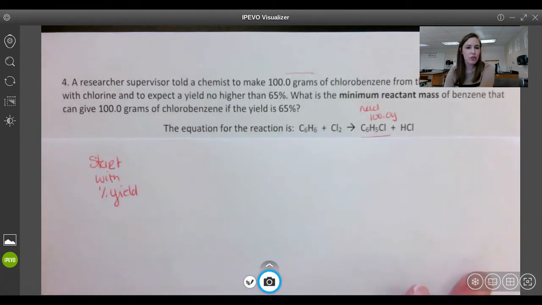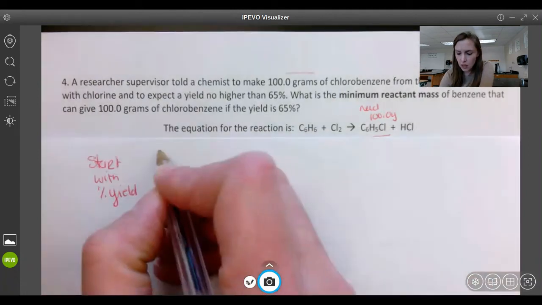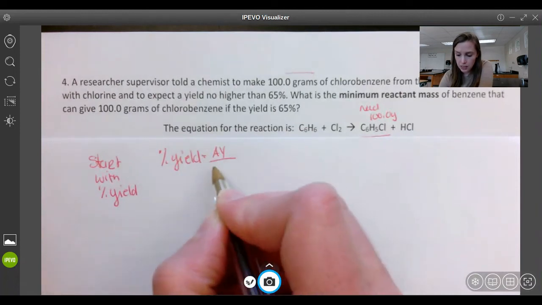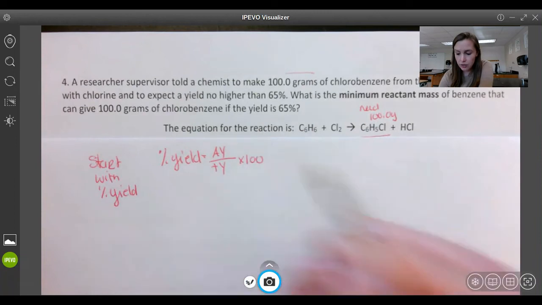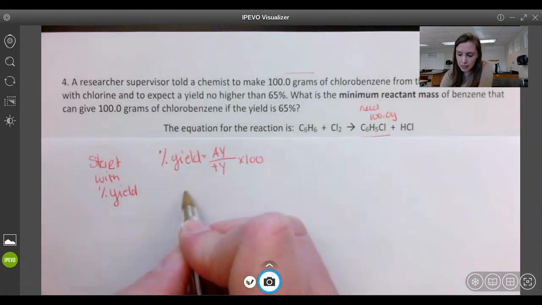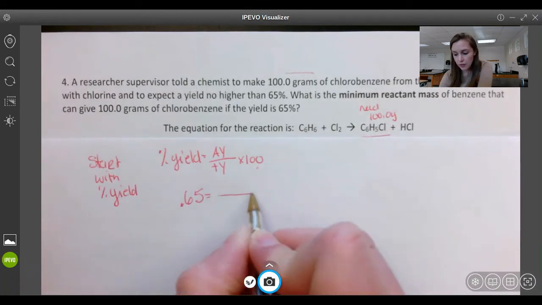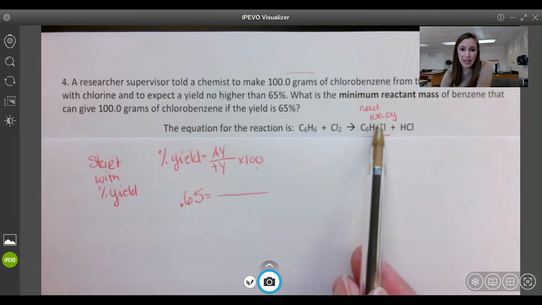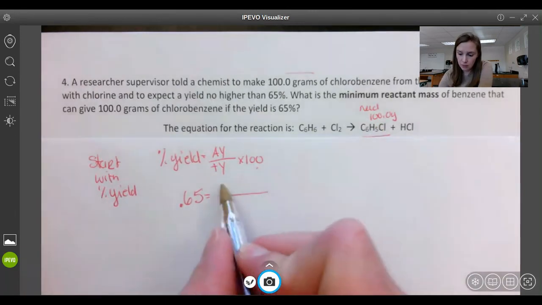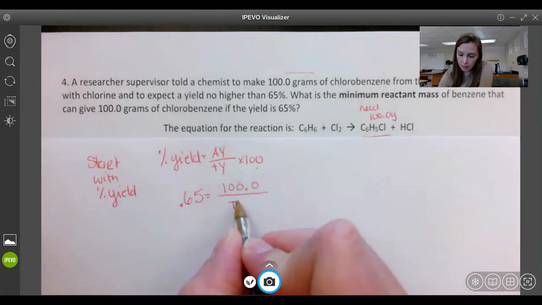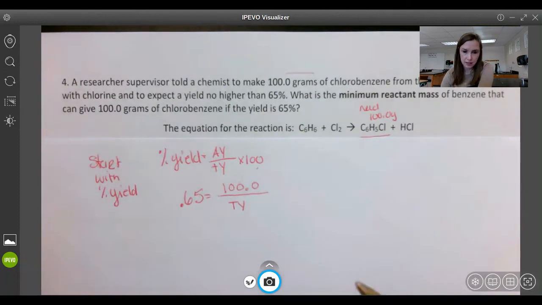And the idea is we need to know theoretically how much we would need to make based off of this 65%. So I would go ahead and write out the formula just so you can see where everything is going. And remember, percent yield is actual yield over theoretical yield times 100. I'm going to plug in my 65 and divide it by 100 so that I have 0.65. That 100 is what I actually need from the experiment, so that 100 is going to go in the actual value. And then I would have my theoretical yield, or this would be X down here.